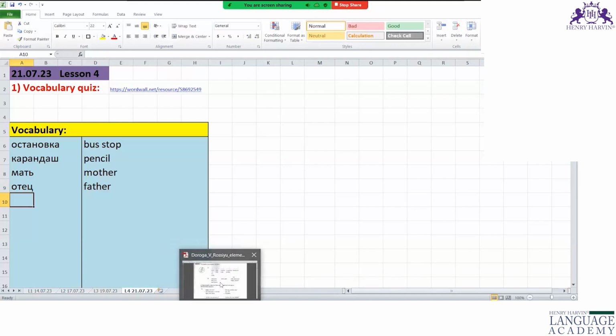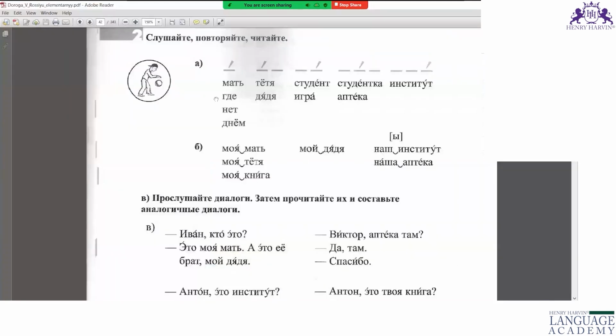Ага. Так. Посмотрим. Мать, где, нет, днем. Окей. Тетя, мама. Окей, тетя, дядя. Так, мать, понятно. One more, отец.